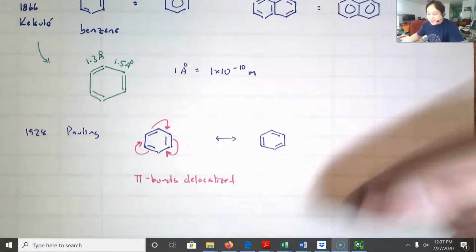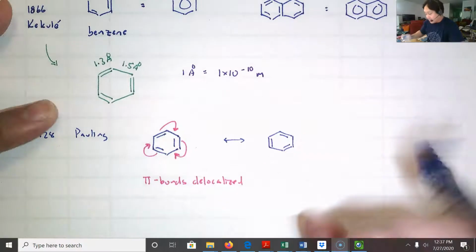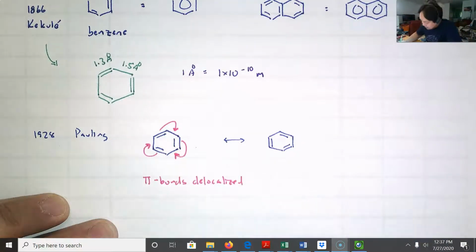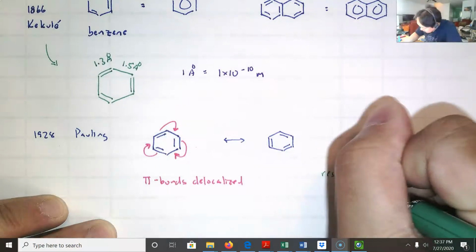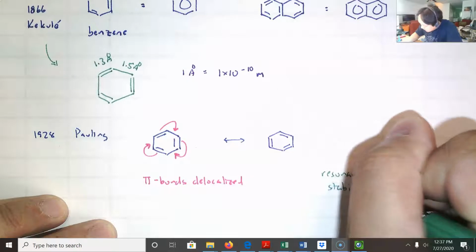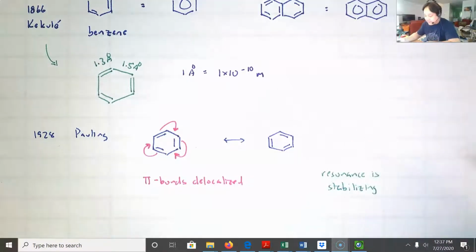I know it's a long story. We haven't got anywhere near resonance just yet. We are talking about resonance, though, and you know that resonance is a stabilizing effect. Now, what is some experimental evidence that this actually occurs?